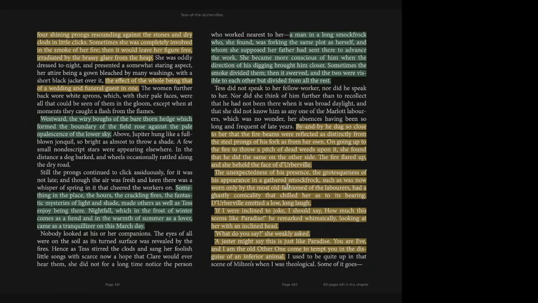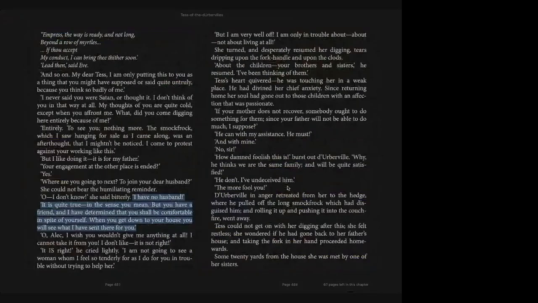"If I were inclined to joke, I should say how much this seems like paradise," he remarked whimsically, looking at her with an inclined head. "What did you say?" she asks. "A jester might say, this is just like paradise. You are Eve, and I am the old other one, come to tempt you in the disguise of an inferior animal." And that is clearly a reference to the devil and the first temptation, the fall of man, if you will. And so Alec himself is now describing himself as the devil, there to tempt Eve to bring about her destruction.